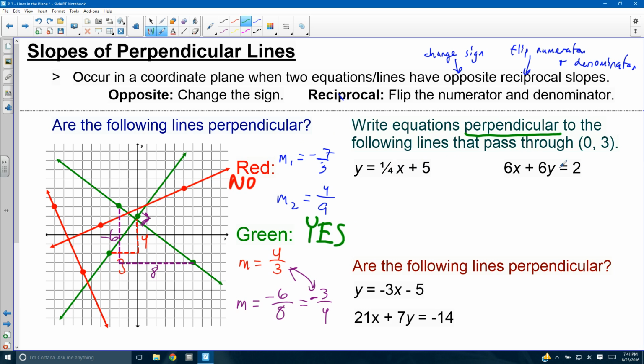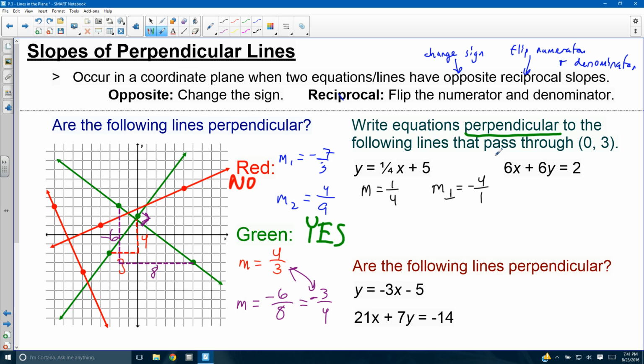Okay, write the equations perpendicular this time, not parallel, to the following lines that pass through 0, 3. Notice how I use the same equations, only now a different point that's passing through. Okay, perpendicularity. Before, we knew that this slope was 1/4. If we want a line that's perpendicular to it, we need to know its opposite reciprocal slope. If its slope before was 1/4, its opposite reciprocal slope is -4/1, or -4.